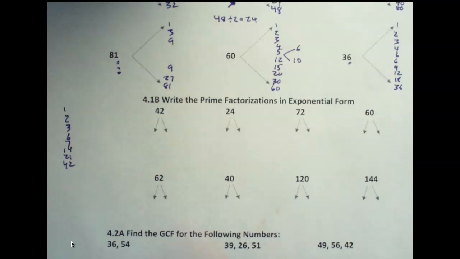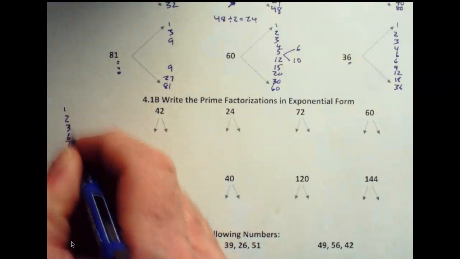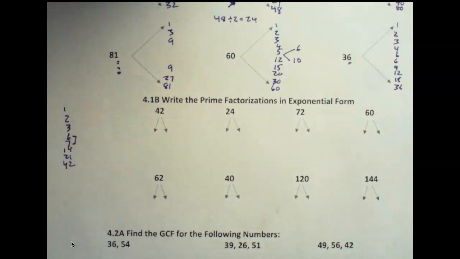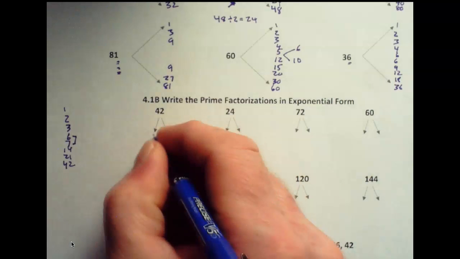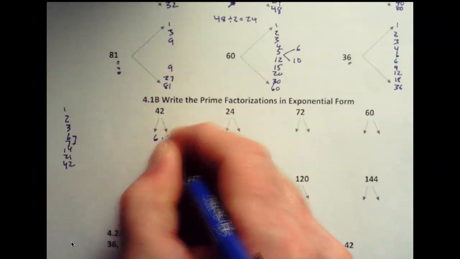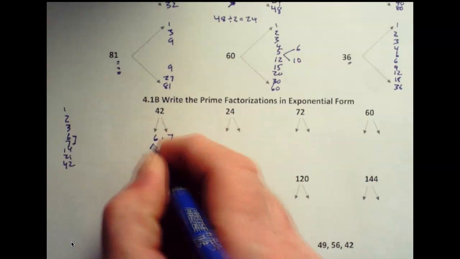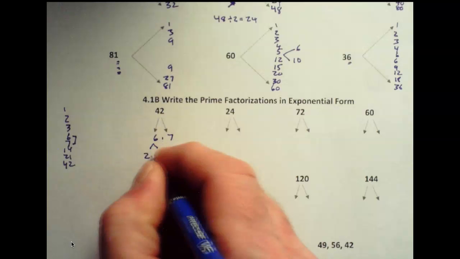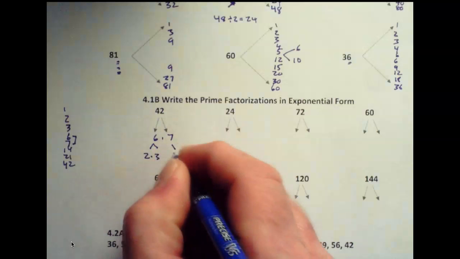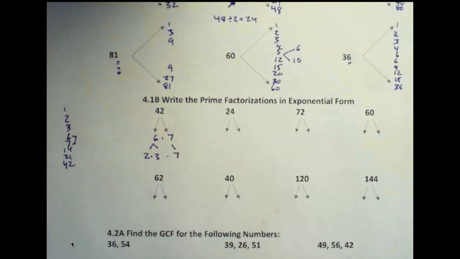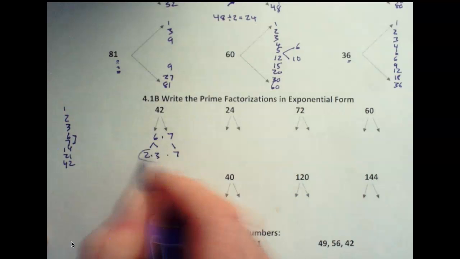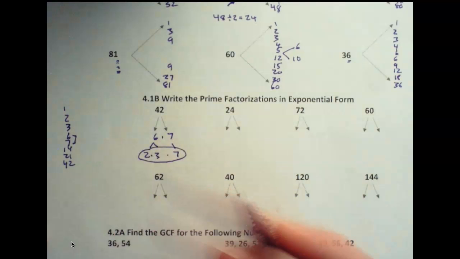The closer these factors are to one another, like 6 and 7, I think the easier the prime factorization is. So here's 42, I'll start with 6 times 7. Well, 6 is not prime, but I can break that down into 2 times 3, and 7 is prime. So 2 times 3 times 7. That is the prime factorization. There's no exponents to give. All those numbers are prime.